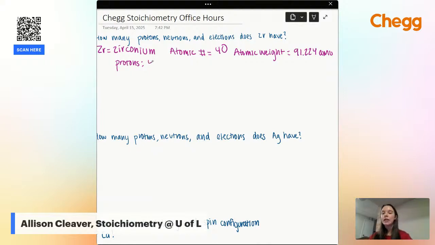Zirconium has 40 protons. If you're wondering where did you get 40 from, protons equals the atomic number. Protons always equals the atomic number. So protons always equals atomic number. The atomic number is 40, so we have 40 protons.